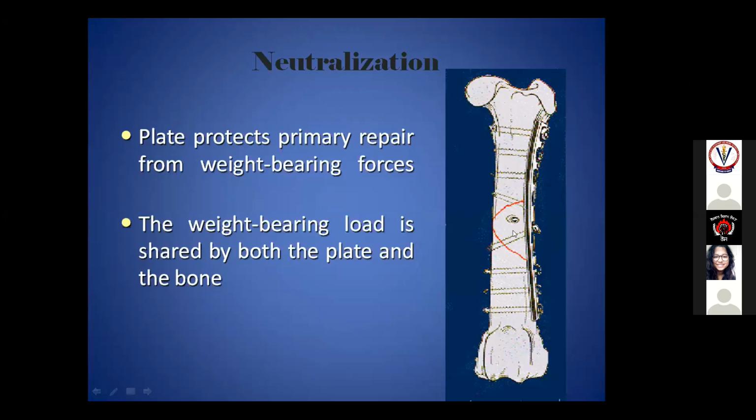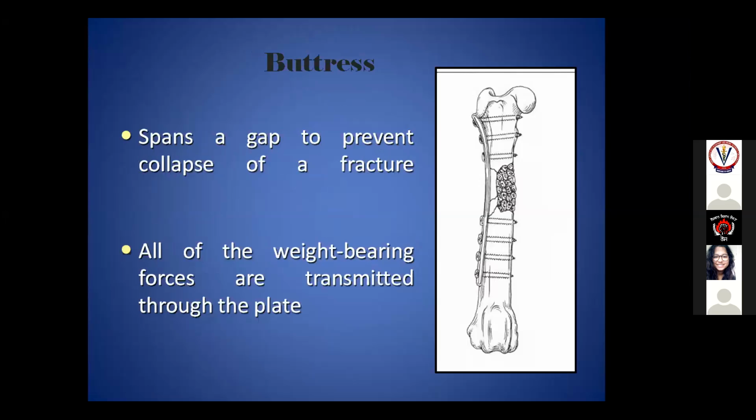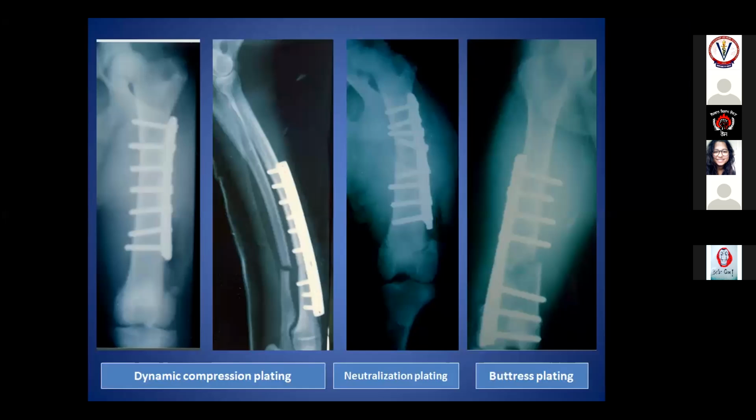Here we are not creating compression. We are only using the plate to fix the fracture. Here we call it a neutralization plate. And when there is a huge loss at the fracture site, with multiple fractures, we are neither using it as compression, nor as neutralization, but we are only bridging the gap of the fracture. So we are using it as a bridging plate or a buttress. So the same type of plate can be used as compression, as neutralization, or as a buttress or bridging.